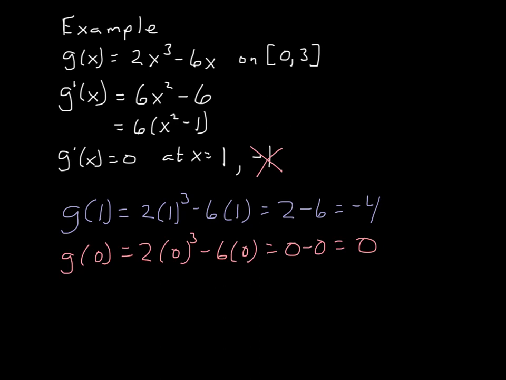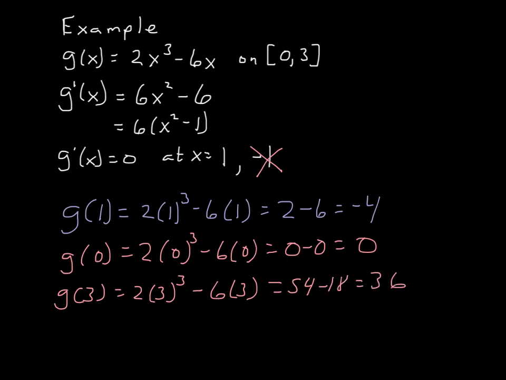And the last one I have to do with the endpoints is evaluate it at 3. So g of 3 is going to be 2 times 3 to the third minus 6 times 3. Well, that is going to come up to be 54 minus 18, which in this case comes out to be 36.